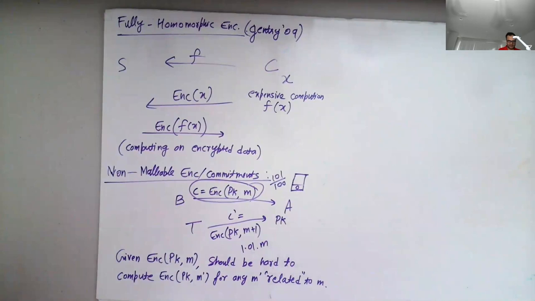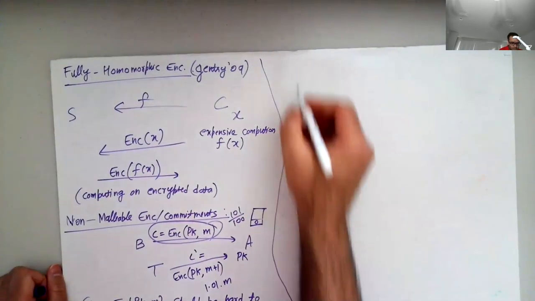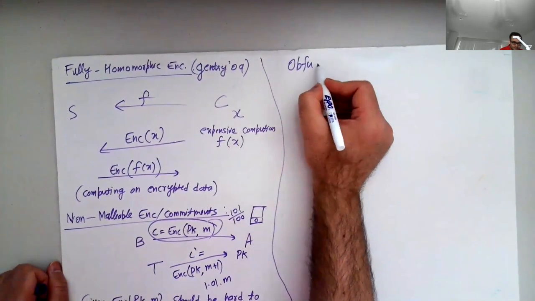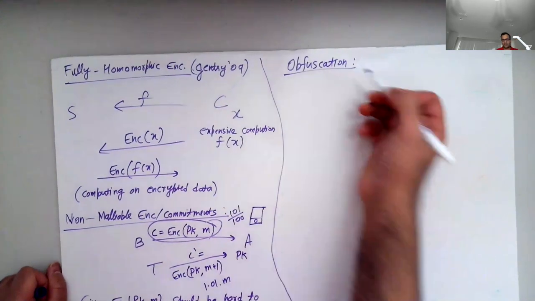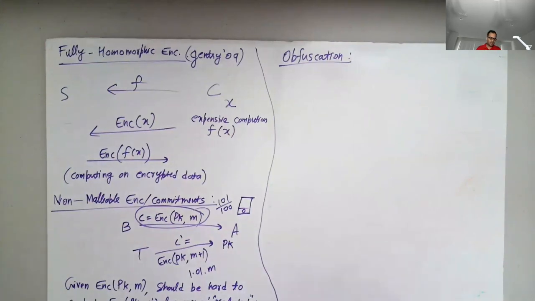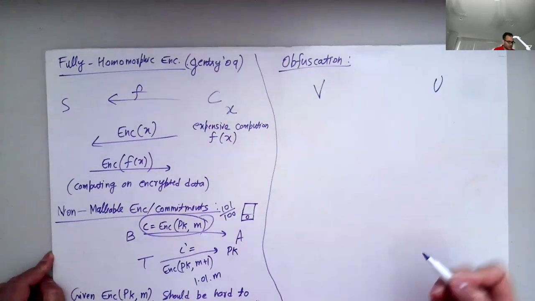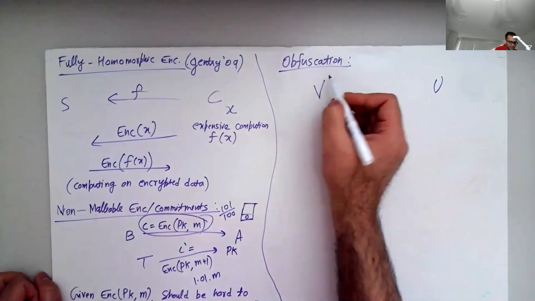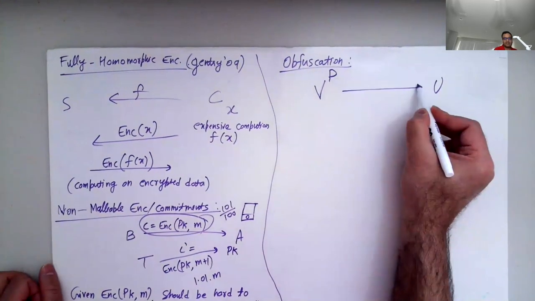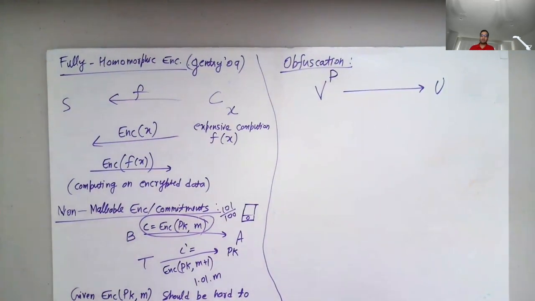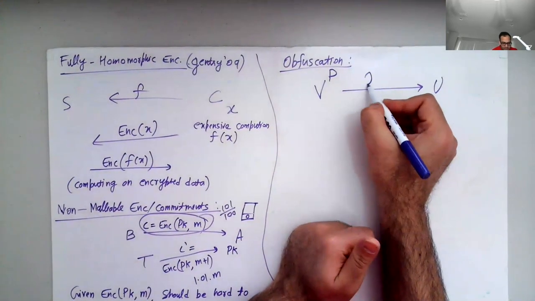Okay, what else? Let's talk about program obfuscation. It's again a very exciting topic. Program obfuscation is a very old problem in computer science. The problem is that maybe there's a software vendor, let's call this vendor V, and then there's a user U. The software vendor has some sort of program P, and the vendor would like to send this program to the user, but the user should not be able to reverse engineer this program. The user should be able to run this program on any input of his choice, but should not learn anything else except the output. So send maybe some sort of obfuscated version of the program P.